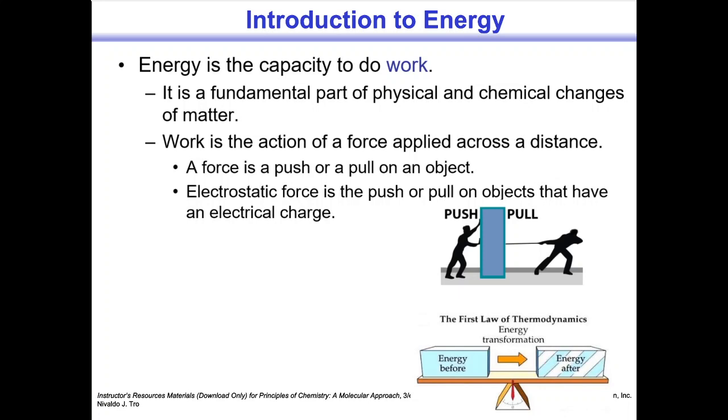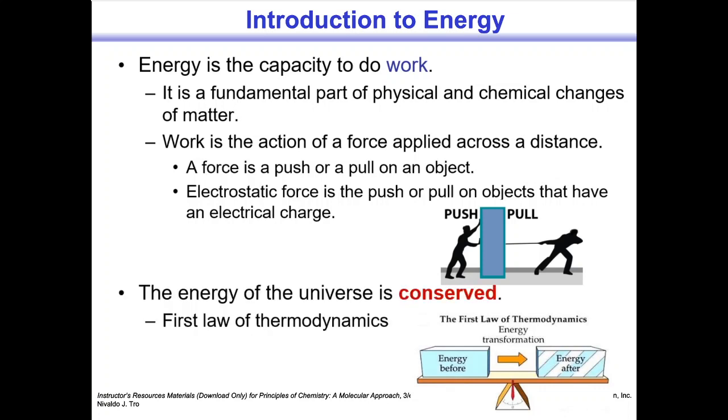Okay, so first of all, we're going to say that energy is the capacity to do work. It's a fundamental part of physical and chemical changes of matter. In order for a physical change or a chemical change to take place, we have to have some energy, either in the form of heat energy or in the form of chemical energy. We're going to define work as the action of a force applied across a distance. A force can be either a push or a pull. We can also have electrostatic force, which has to do with pushing and pulling with electrical charge.